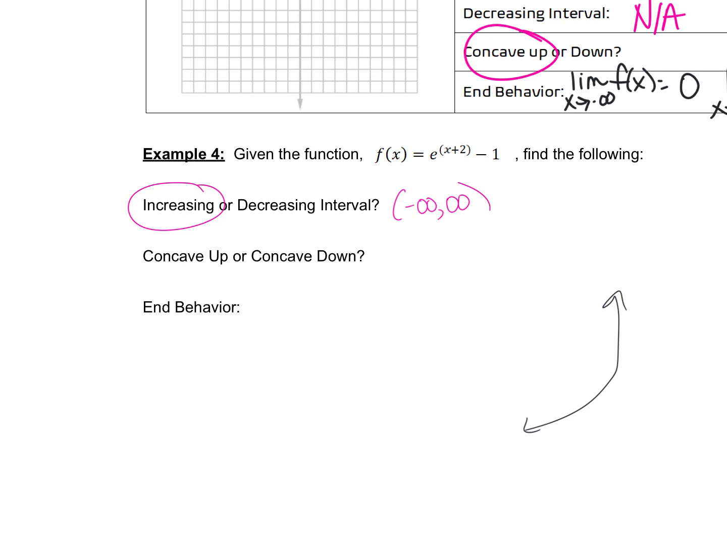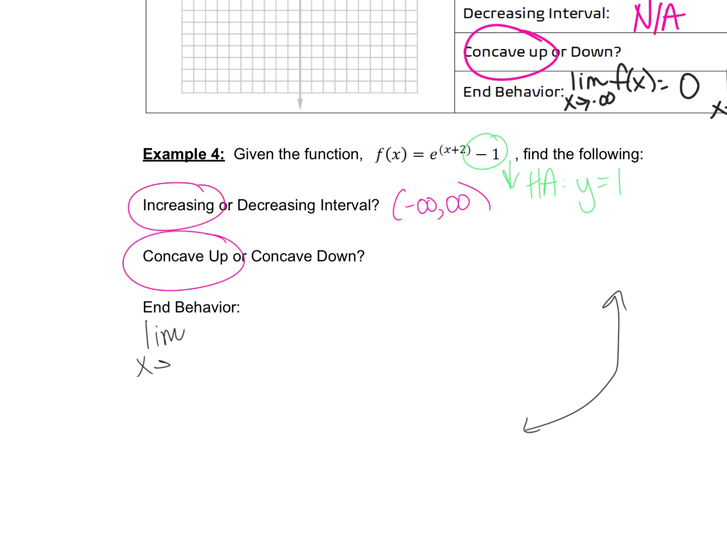If it's increasing like that, is it concave up or concave down? It's concave up. Okay. The last thing we have to think about is our end behavior. And the only thing we have to consider with end behavior is where's the asymptote? So if we look at this one, where's our asymptote going to be? It's going to go down 1, that vertical translation. So my horizontal asymptote is going to be at y equals negative 1. Okay. So now we can discuss the limit, the end behavior.